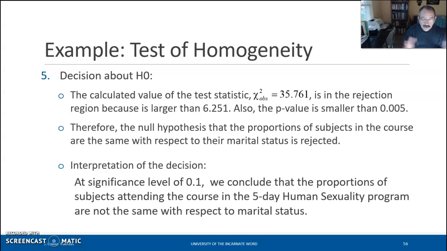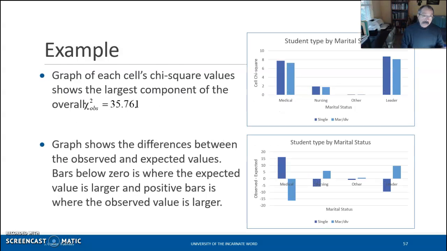And as before, we know that the proportions are not the same. That begs the question: which categories are not equal among the married, divorced, and single students? You can do a qualitative analysis using graphs in Excel, where you can compare the chi-square values. You see that the larger chi-square contributions come from the medical students, both single and married and divorced, and for the leaders also married and divorced. These are the four bigger components of the chi-square.